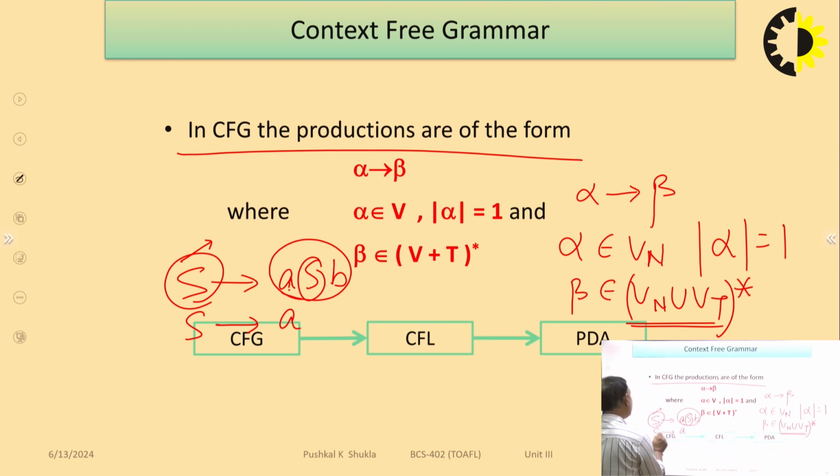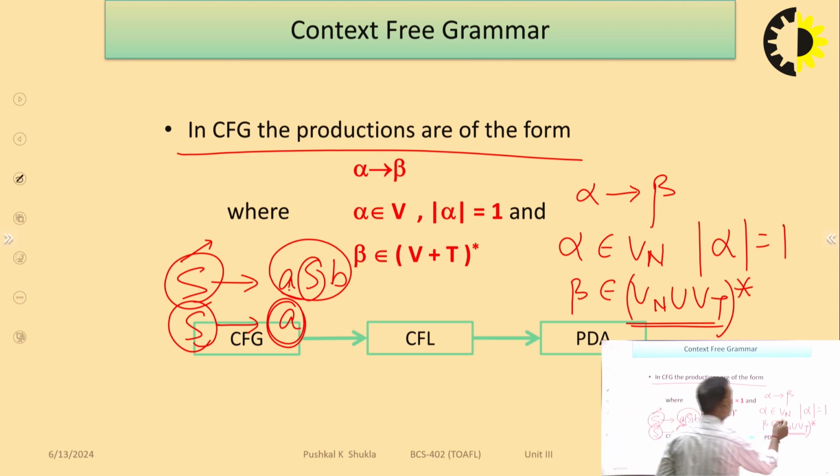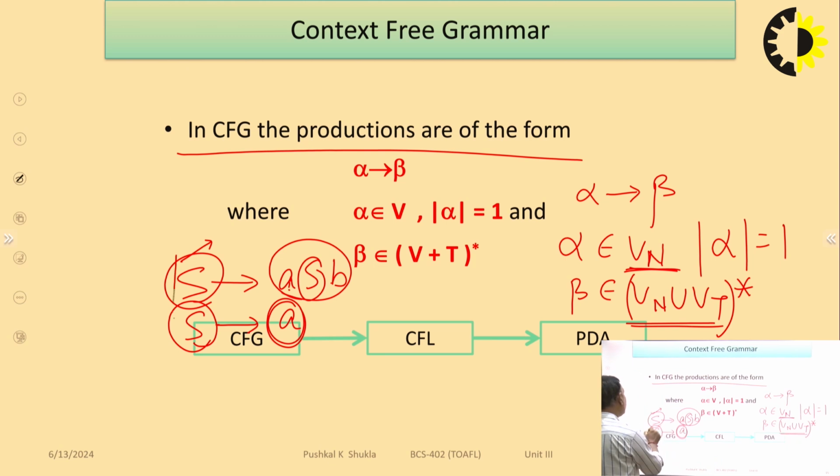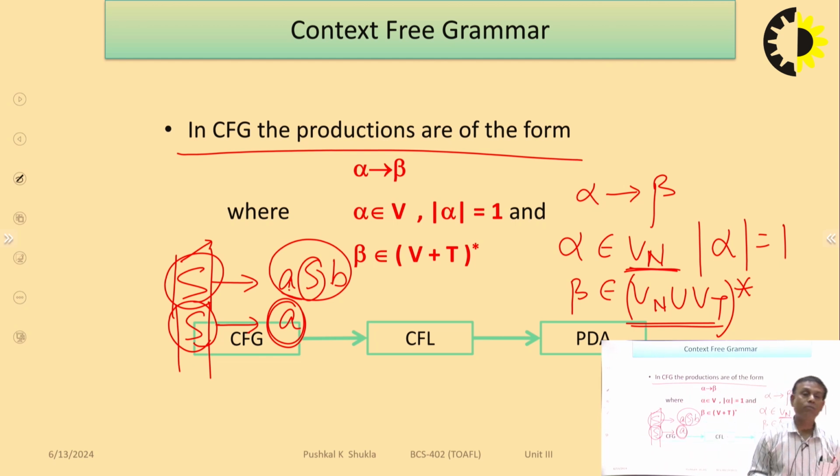Again, this is terminals and this is non-terminals. So the left hand side should be non-terminals, and mod alpha, the length of this, should be 1. So this is CFG, context free grammar. This type of grammar is known as type 2 grammar, and it is accepted by push down automata.